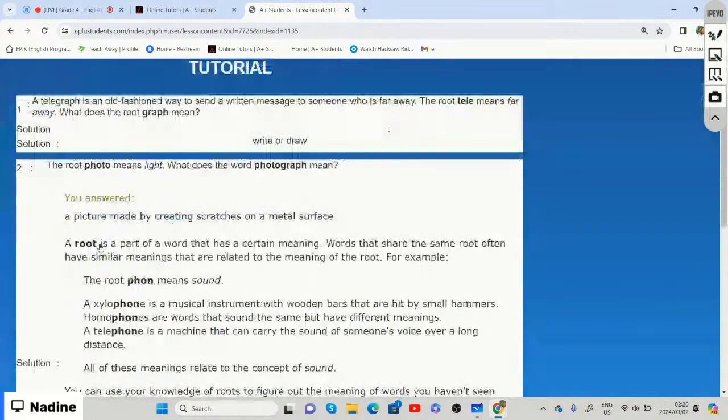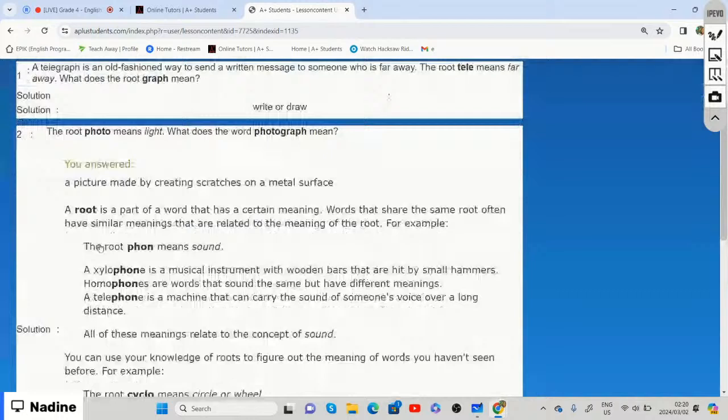All right, so we made an example of the word phone when we spoke about roots, and we said the root phone means sound, right? And then we made an example of xylophone, which is an instrument with wooden bars that you hit, and each one of those wooden bars has a different sound to it. And then we have homophones, which are words that sound the same, but have different meanings.